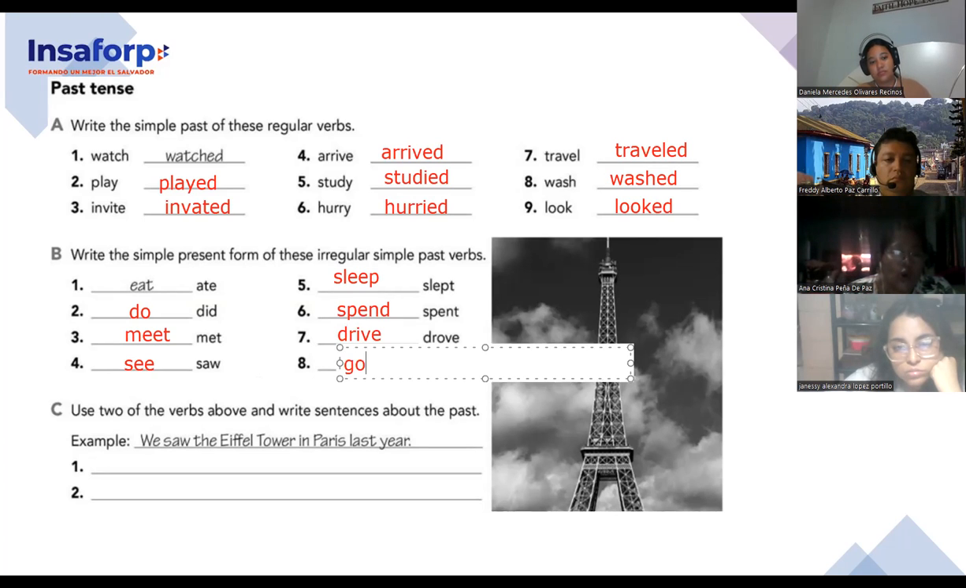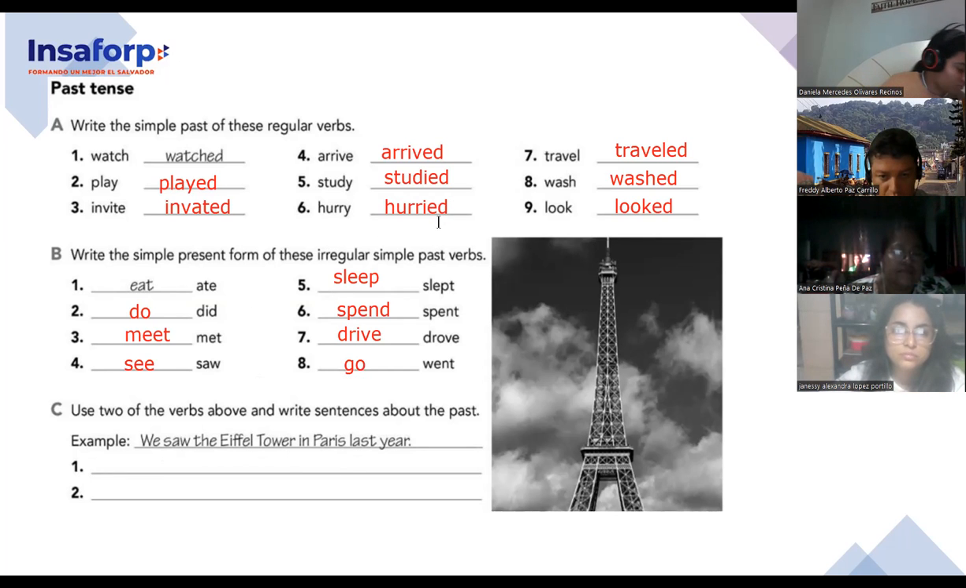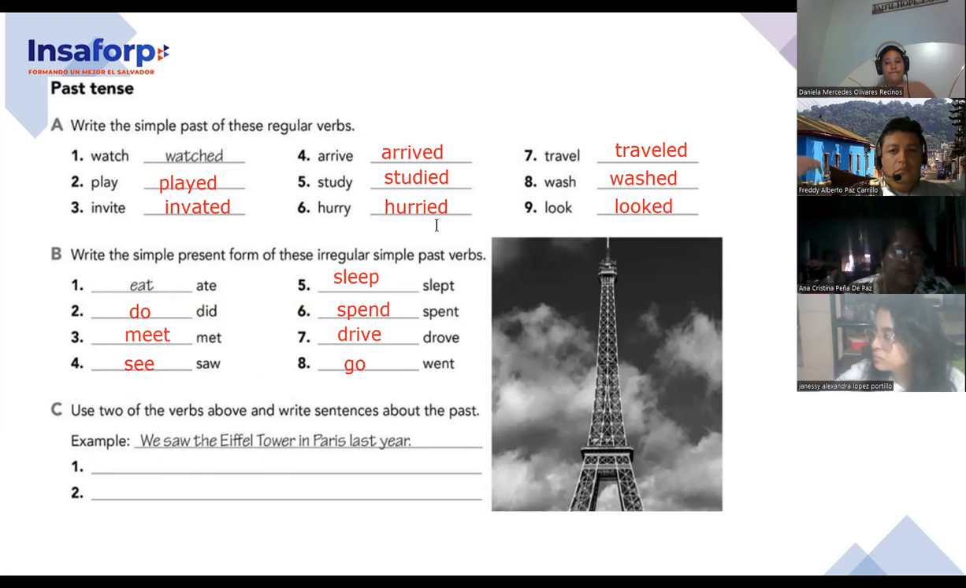And what about went? Go. So it's a simple exercise, right? And then you can write sentences. We saw the Eiffel Tower in Paris last year. You can use these verbs to make up sentences telling something that you did in the past. For the videos that you requested, I will send those later so you can watch them on the weekend and review pronunciation of regular verbs. But my best suggestion is use them little by little. What did you do yesterday? And you can start communicating what you did.